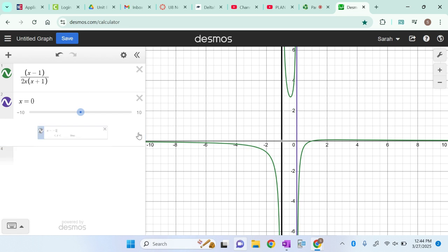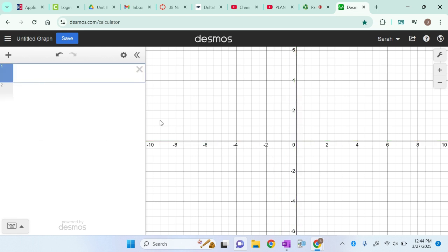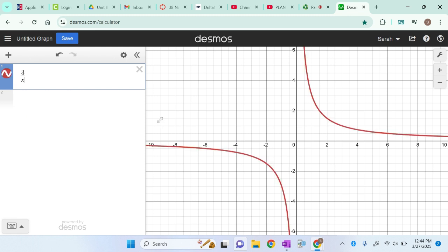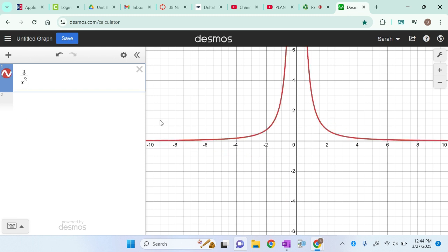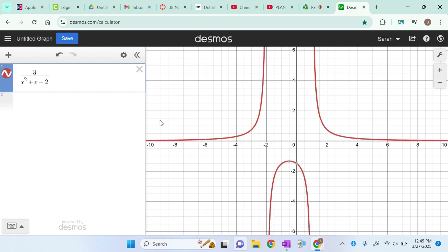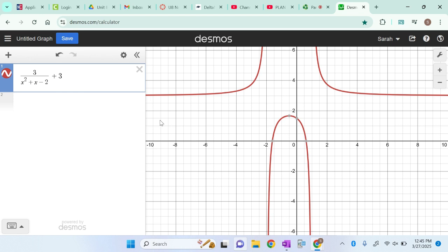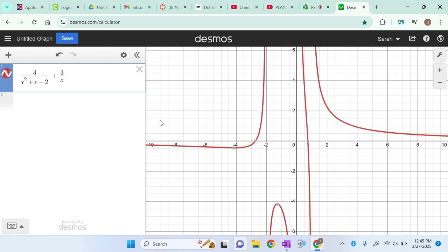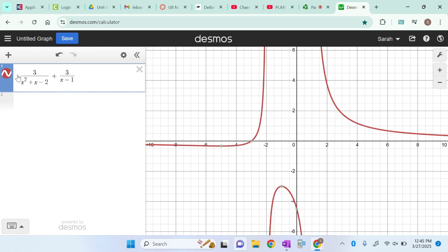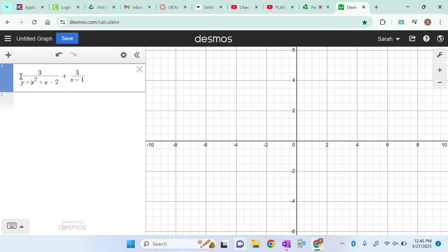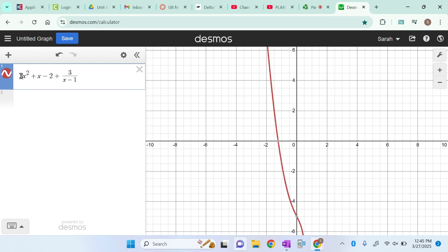we have 3 divided by x squared plus x minus 2 plus 3 divided by x minus 1. And I forgot to put the y equals up front.